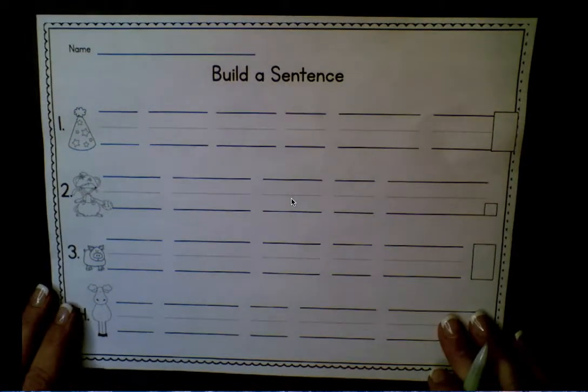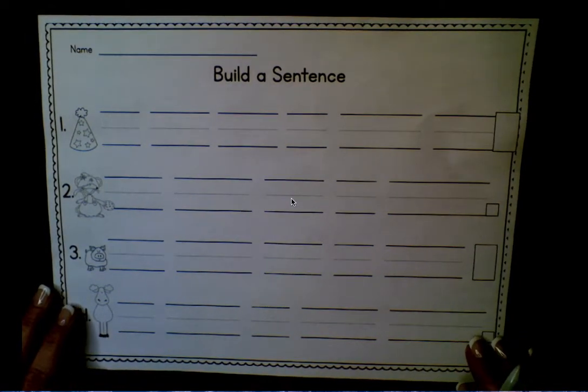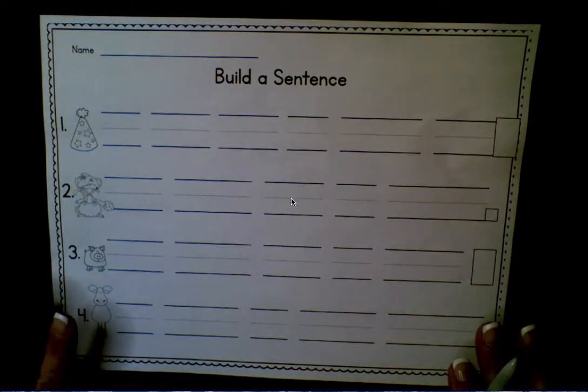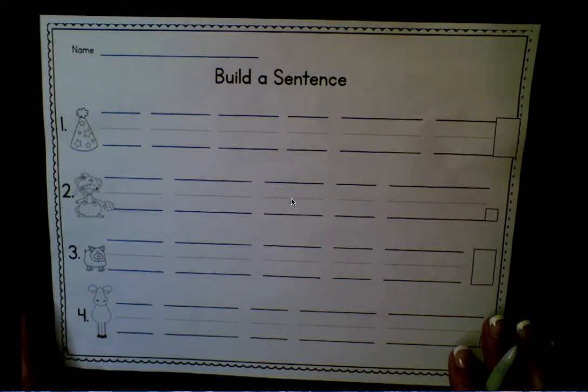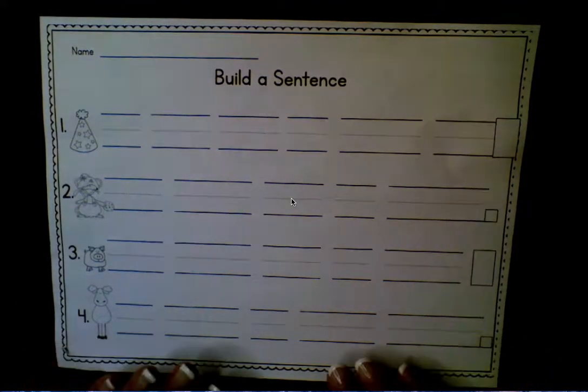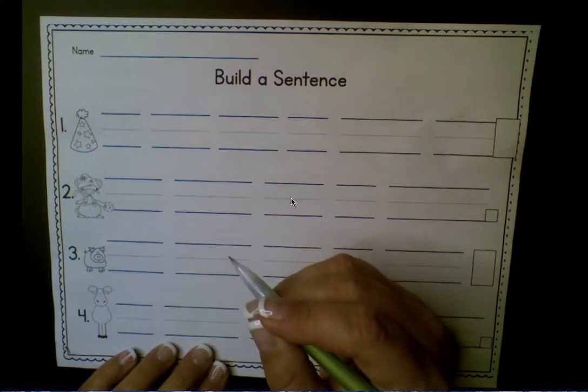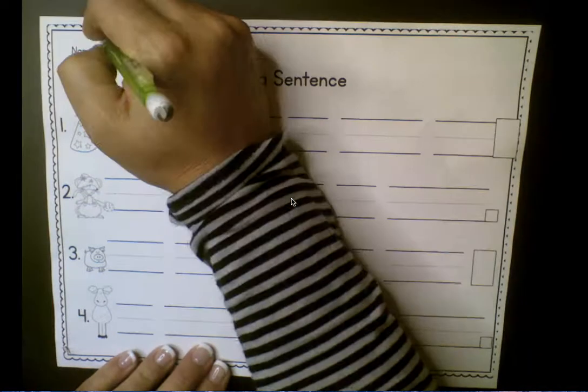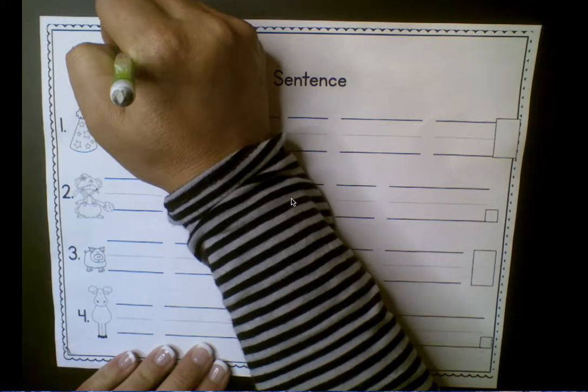Right, now that you have cut your sentences out with Mrs. Cantwell, you're going to be getting them in order and writing them down on this paper. So grab this paper if you don't have it already, and you're going to need a pencil as well. First thing you do is always write your name on your paper.